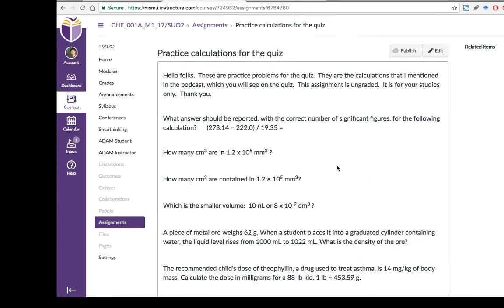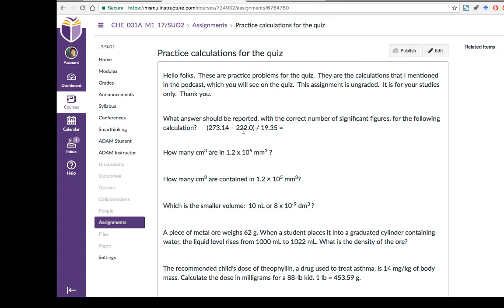Practice calculations. These are calculations that are similar to what you'll see on the quiz next week. This is the video that I mentioned that I would make for you when I was in the podcast. First question here, significant figures on this calculation.